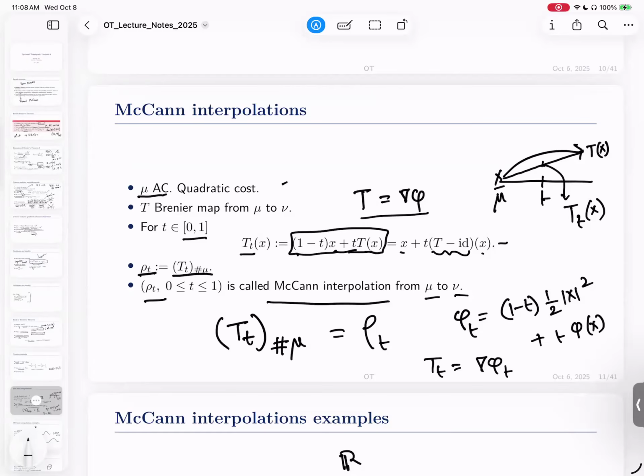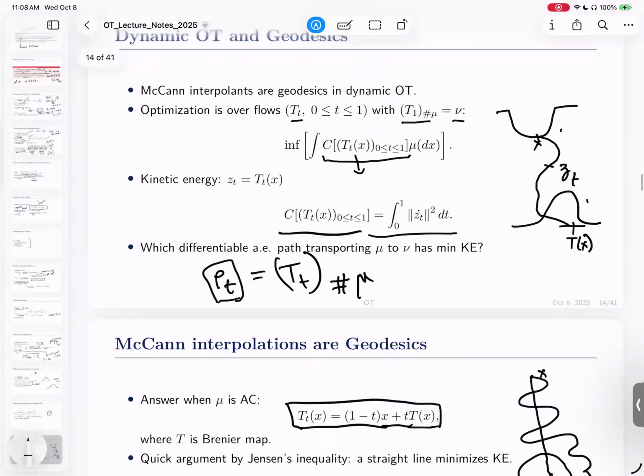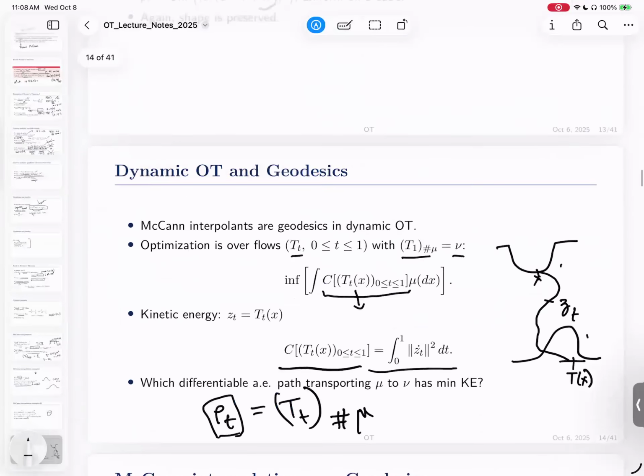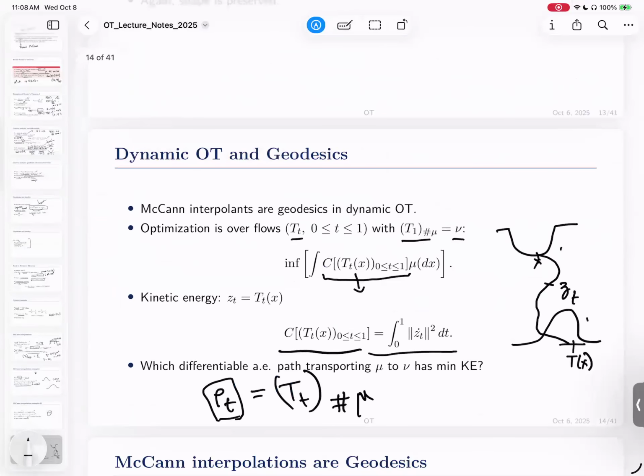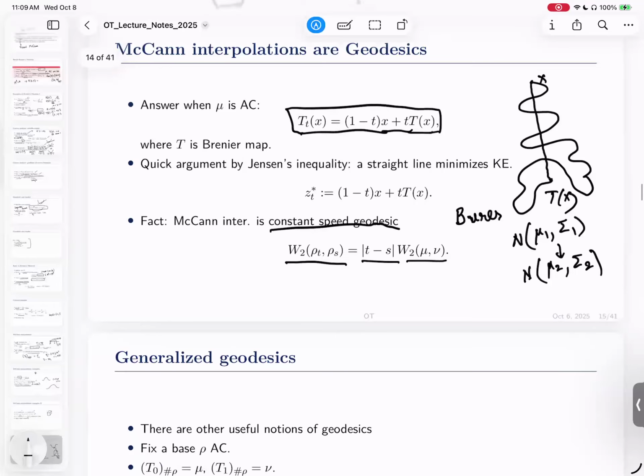Is this clear? Good. So then we went about the idea of defining a geodesic. And so we said, why is McCann interpolation also a geodesic? It's because it minimizes kinetic energy. You define your dynamic optimal transport over all paths, and then you define the cost of a transport to be the kinetic energy, and then it minimizes this kinetic energy. And that's where we basically stopped.